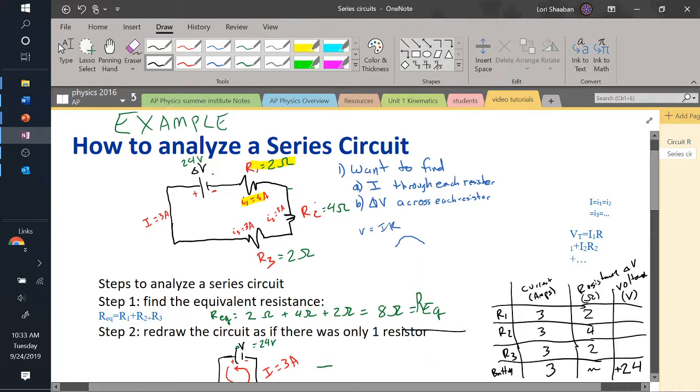And then we can just multiply the current times the resistance to get a voltage drop of 6. I'm going to put a negative since it's dropping. And then looks like 3 times 4 is 12. That's going to drop. And 6 here. So if we look at the energy of the circuit and we add up all of the energy used up, we get 24. Lo and behold, the battery supplied 24 volts.